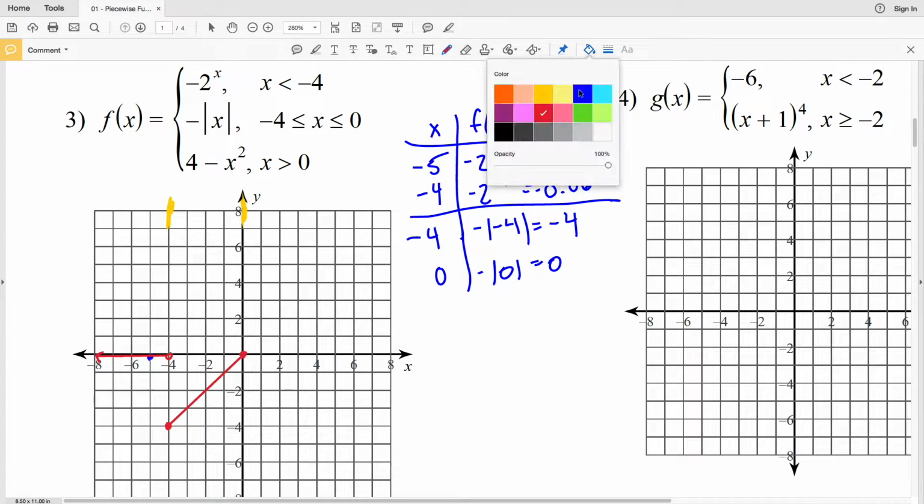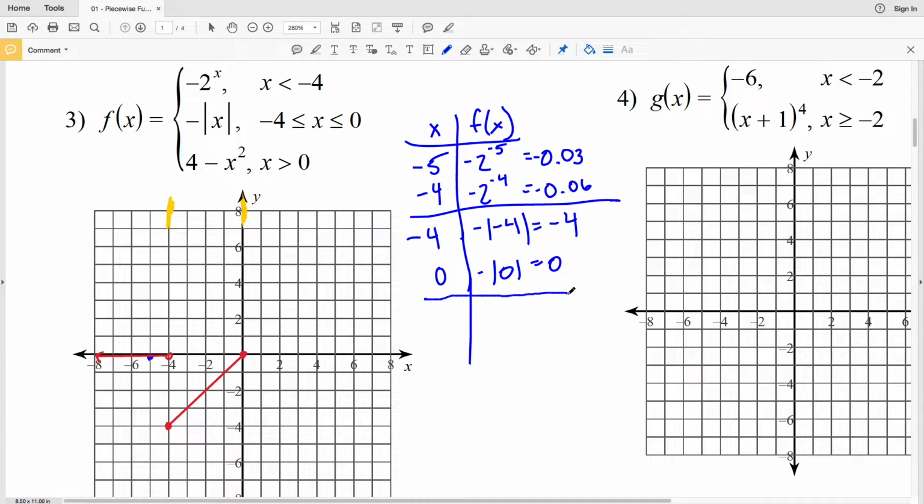And then lastly, third part of our function, the third piece, we have 4 minus x squared. So we know that this is going to be part of a parabola, so let's enter in 0. But remember, 0 is not included, so it's going to be an unshaded circle. We'll enter in 1, and we'll enter in 2.